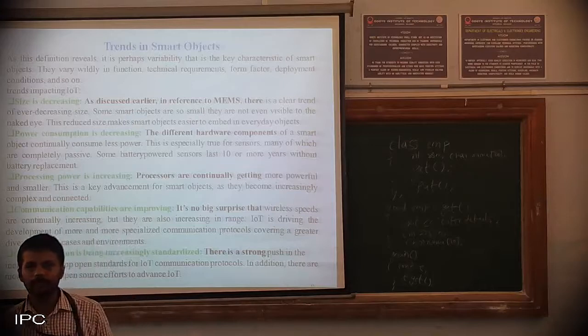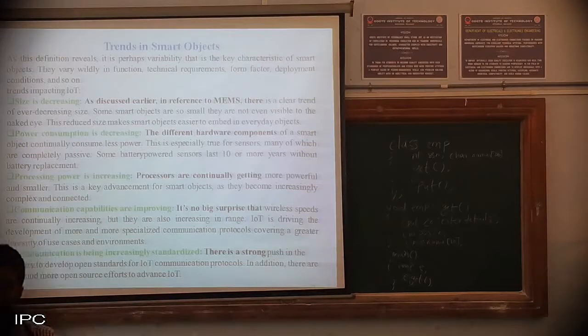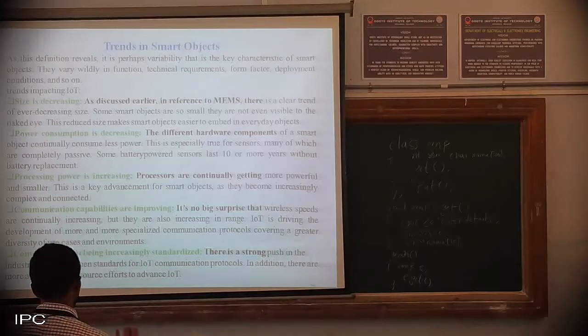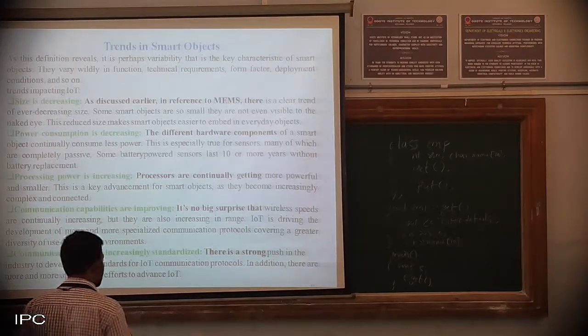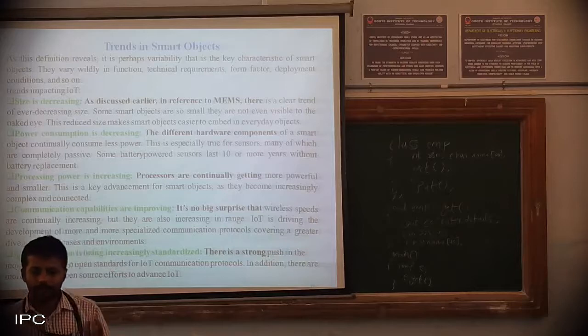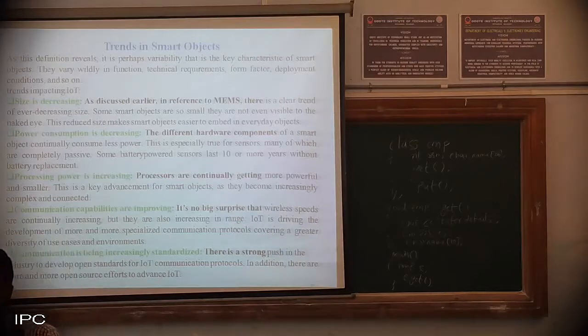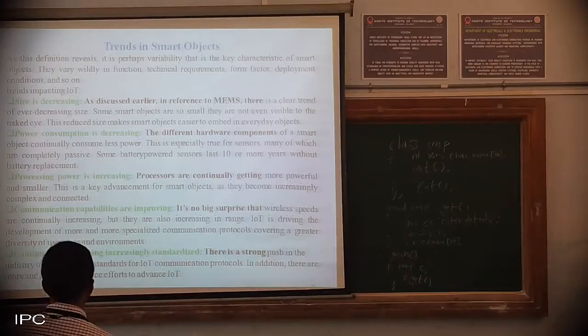The next is that power consumption should be decreasing. Whatever elements we use in the smart object should consume very little power, so the overall power requirement will be reduced, and we can even use small batteries. If it consumes little power, those projects can be implemented in remote areas. So that is also one of the major trends in smart objects.